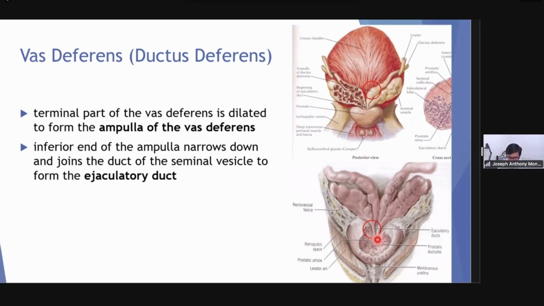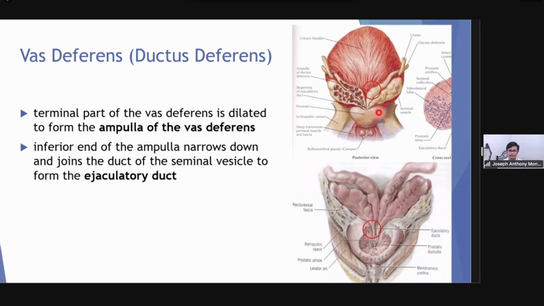As you can see here in the picture, your vas deferens, as it dilates to become the ampulla, will now be joined by your seminal vesicle to become your ejaculatory duct. It becomes like a funnel and it pierces towards the prostate, posteriorly. So take note, it is paired. What you can see on the left, you could also see on the right.